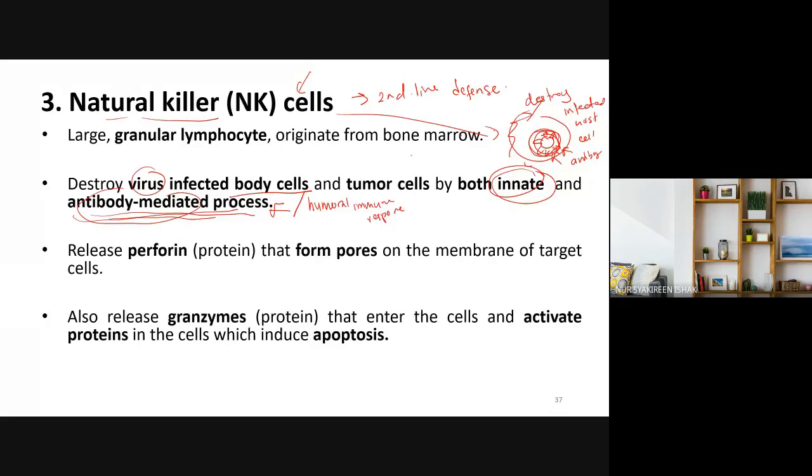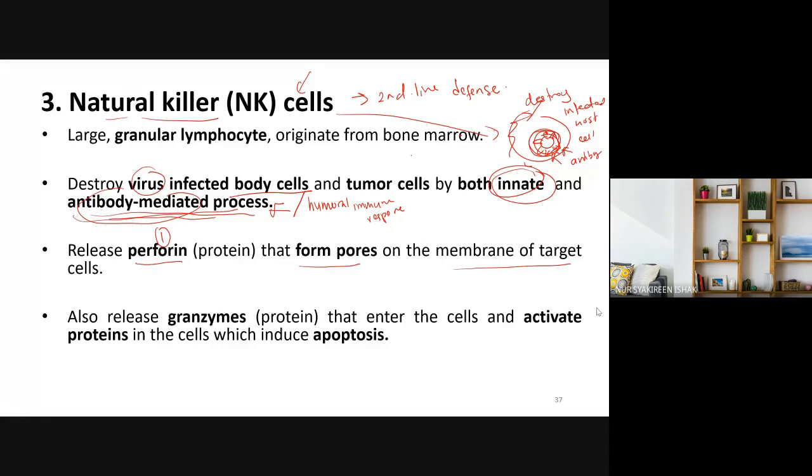Okay, so next, how does the NK destroy the infected body cell? It releases two kinds of chemical molecules. The first one is perforin. So NK will release perforin, which is a type of protein that will form pores at the membrane of the target cell.